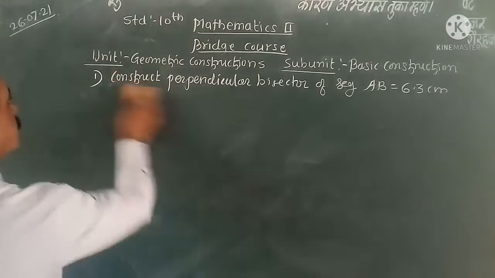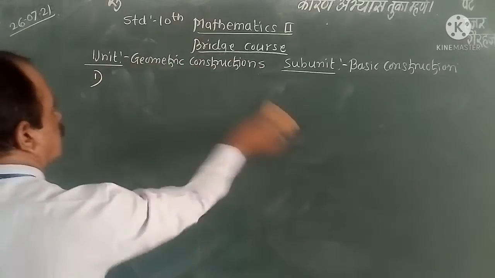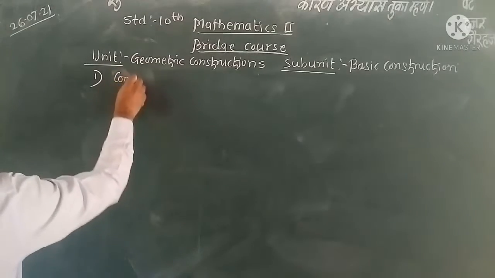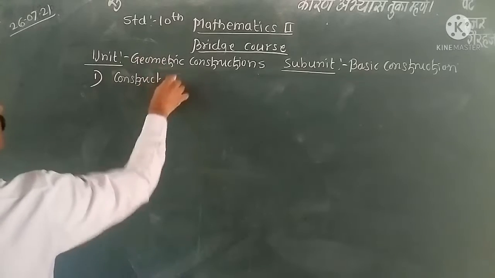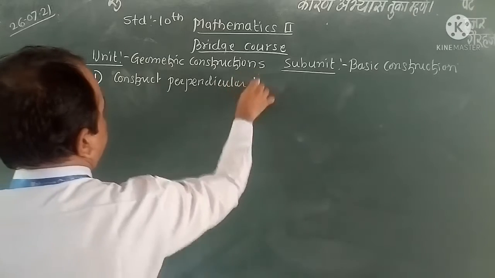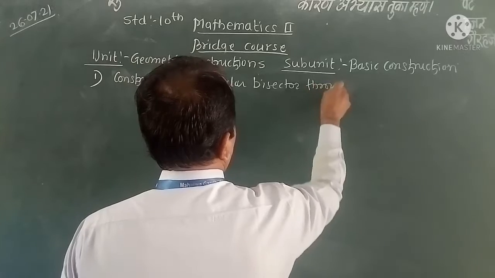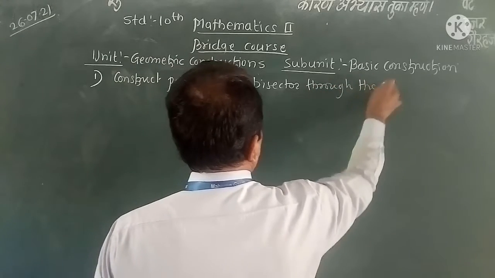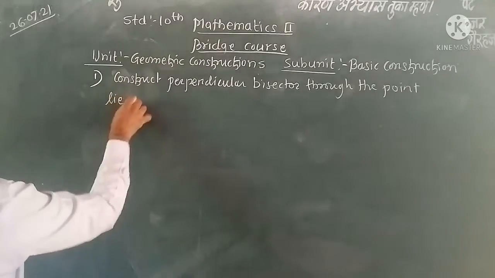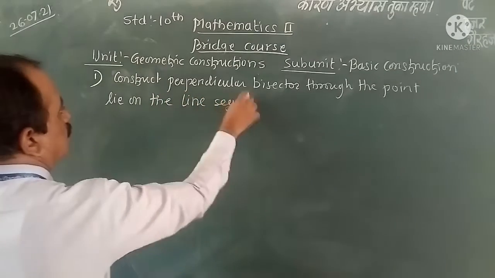Now the second construction we can draw. Construct perpendicular bisector through the point lying on the line segment PQ.